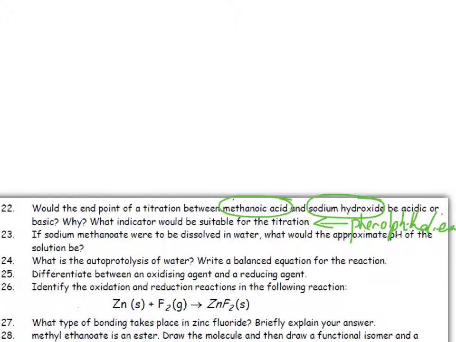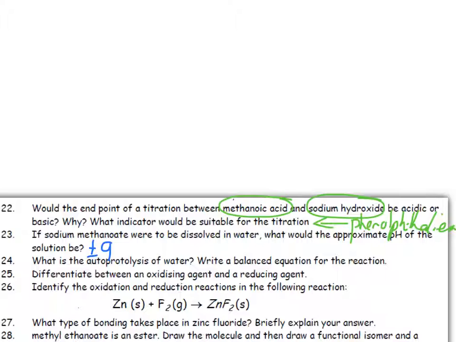If sodium methanoate were dissolved in water, what would the approximate pH of the solution be? So now if I just took sodium methanoate, what did it come from? Sodium methanoate was derived from sodium hydroxide and methanoic acid. So sodium methanoate is as if I stuck a strong base and a weak acid together, so it would have a pH of plus minus, let's say, I don't know, slightly basic, so let's go with 9. If you said 8, I'd accept it. If you said 10, I'd accept it. It's not going to be 14. It's going to be a little bit closer to neutral than that.